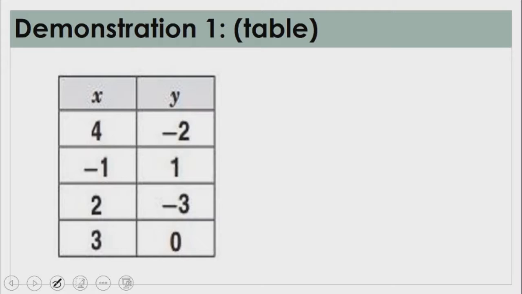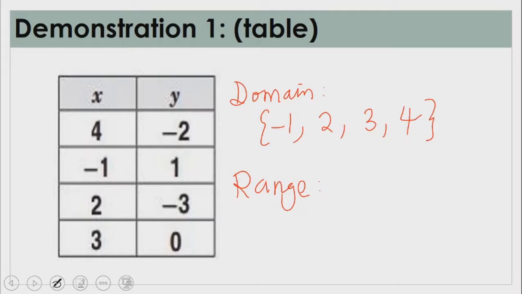So the domain and the range of this table. We know that the domain is going to be the x values. In this case, you just want to put the x values in the squiggly bracket from the least value to the maximum value. So the least value in this case is -1, okay? Then followed by 2, followed by 3, and followed by 4. And that's it. For the range, these are the y values, and you want to arrange them from the minimum value to the maximum value. The minimum in this case is -3, followed by -2, followed by 0, and followed by +1.